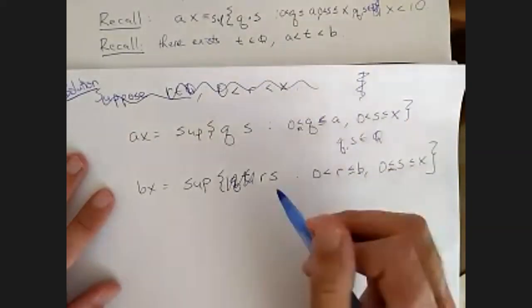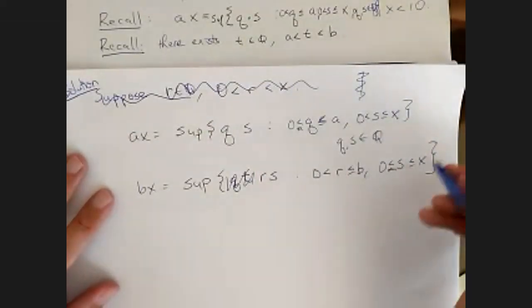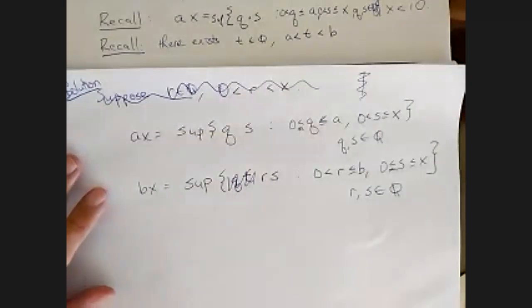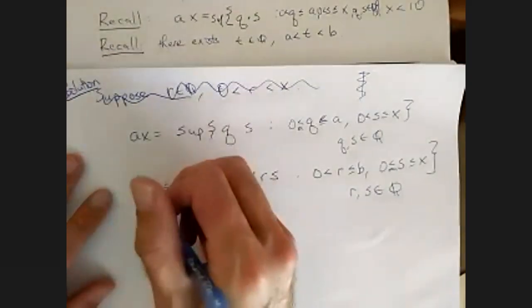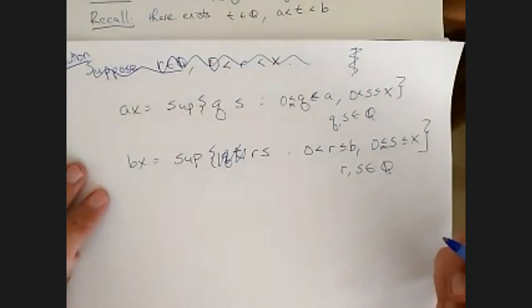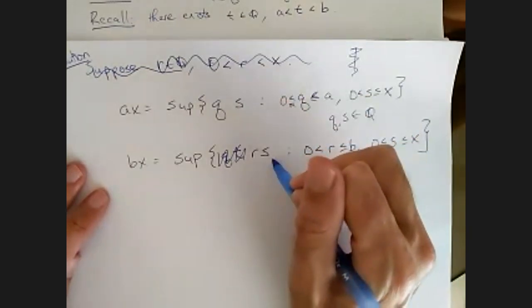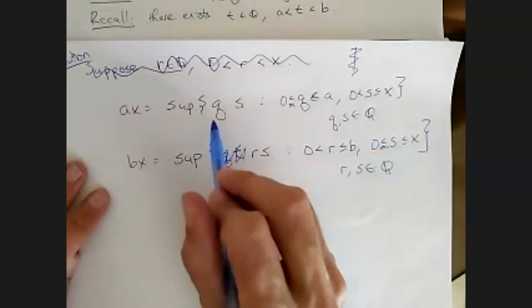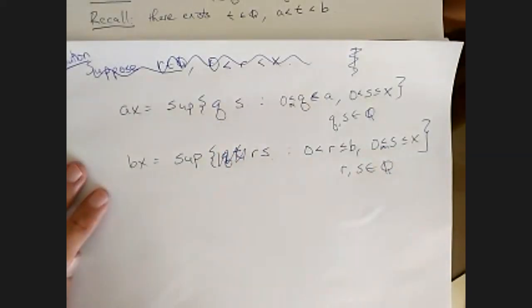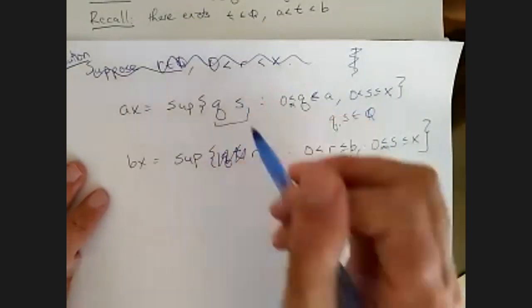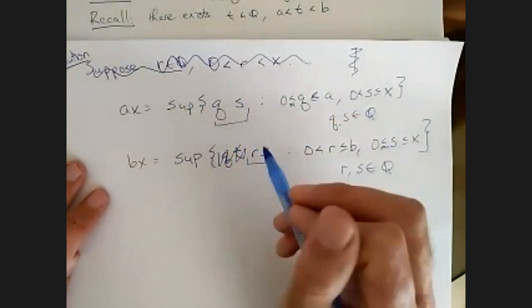I don't have to use the same letter for S in either one, but I do so to suggest something. R and S are rationals. We want to prove that AX is less than BX. Well, certainly, if I fix S, let's look at a typical element of this set and prove that it's less than some element over here.